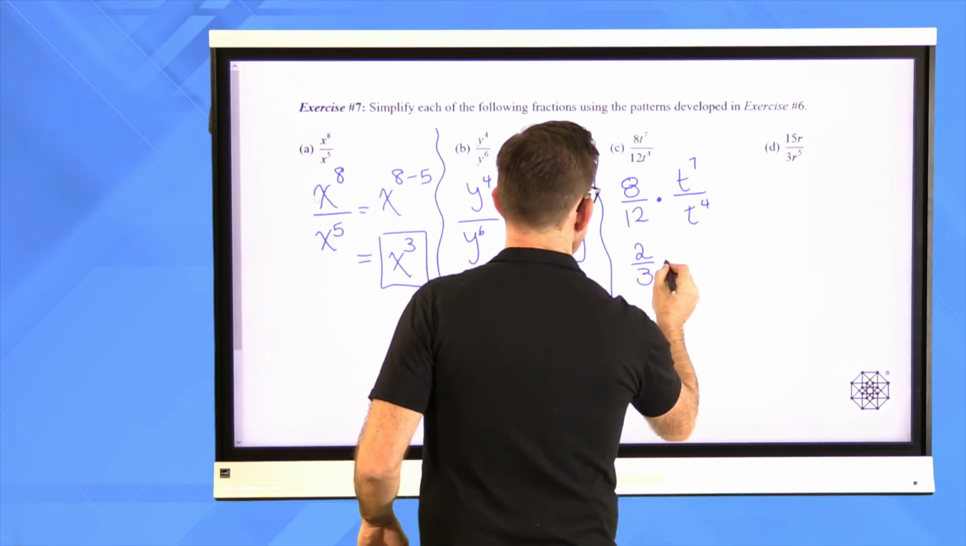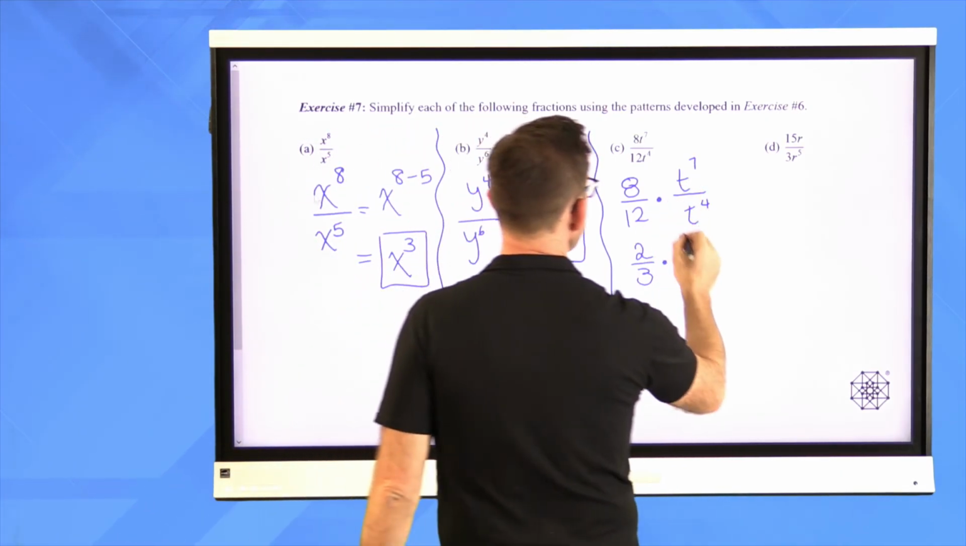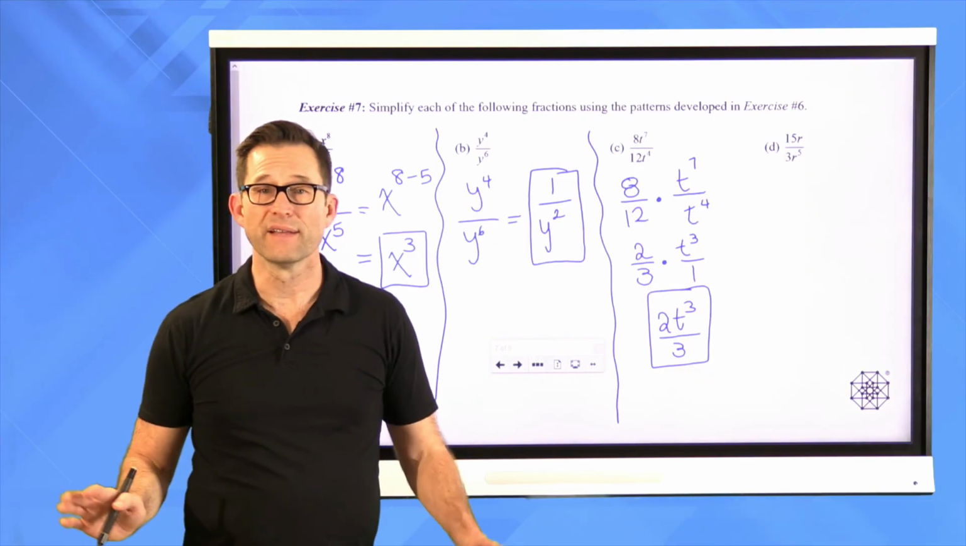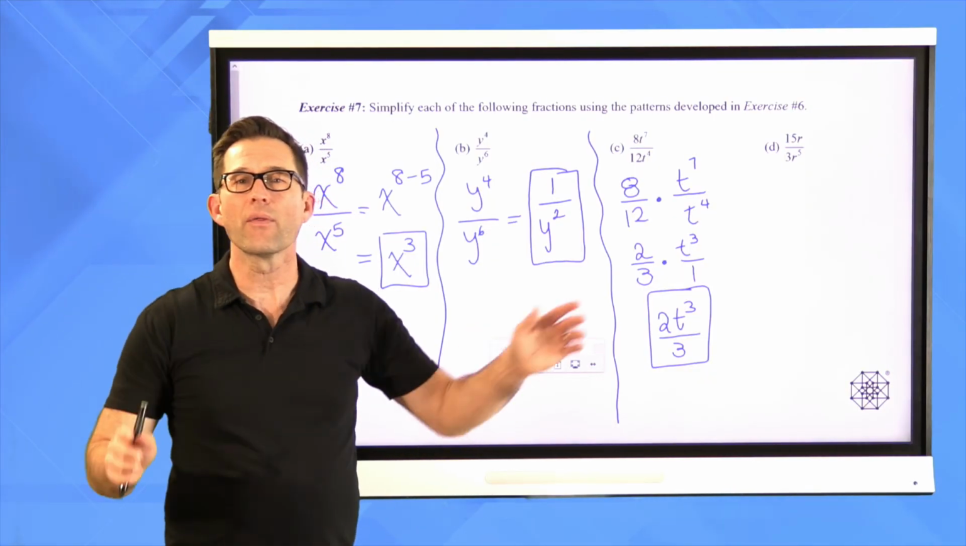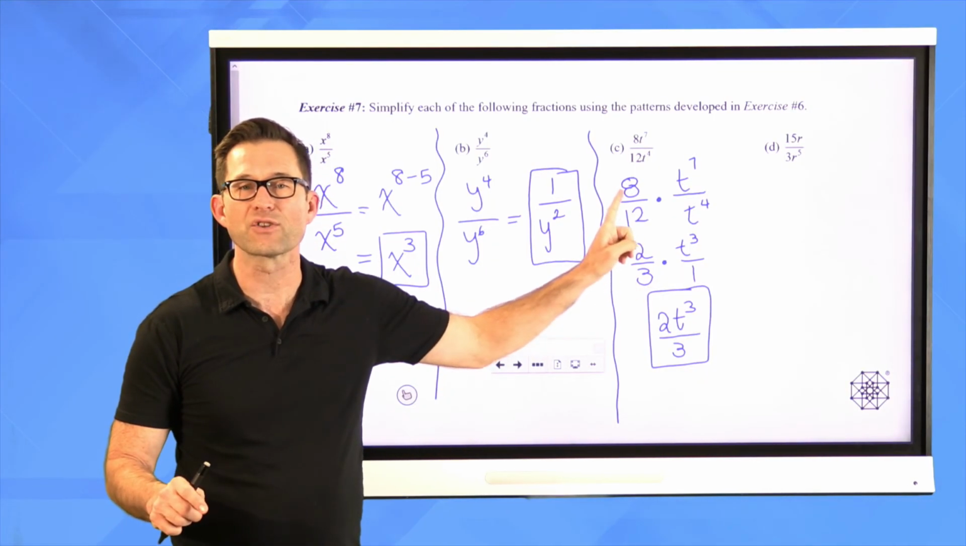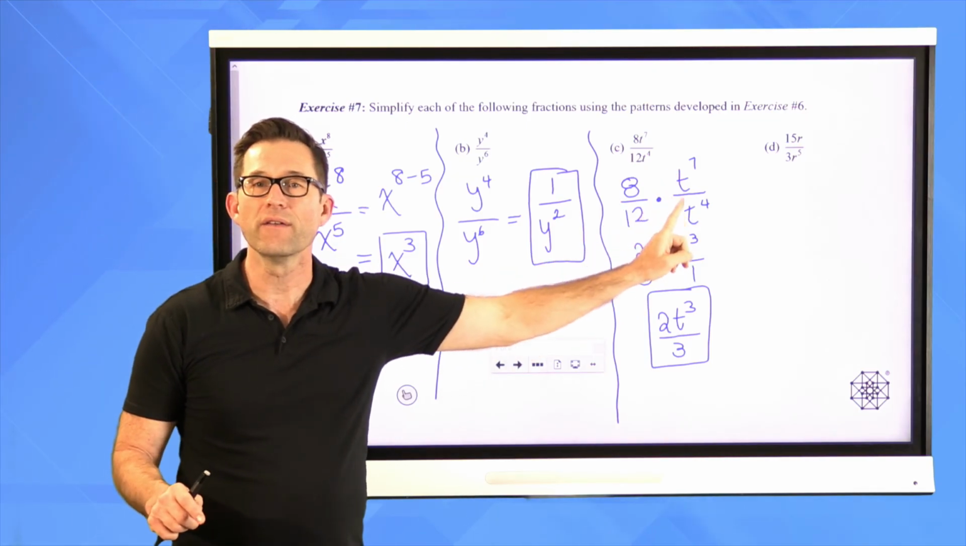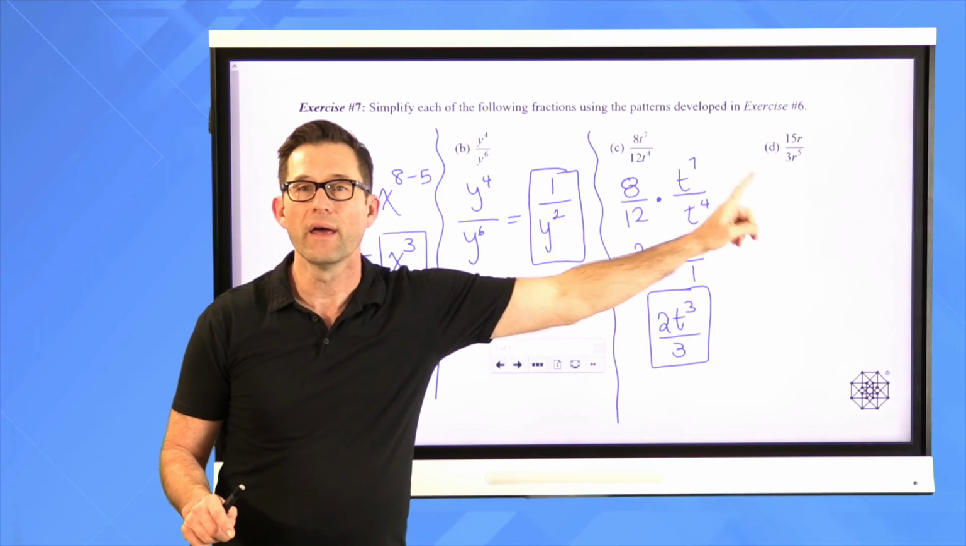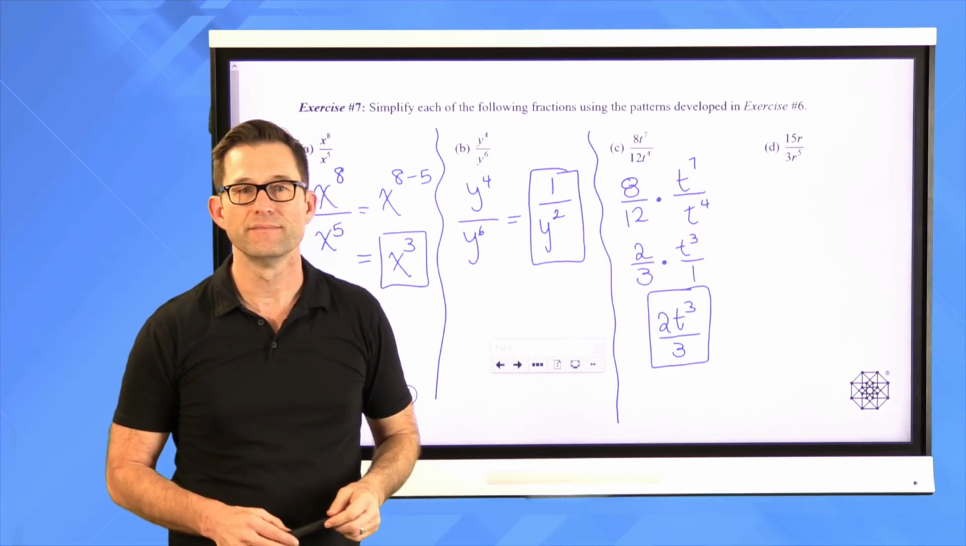so this is going to be 2/3. On the other hand, t to the 7th divided by t to the 4th is going to be t to the 3rd over 3. So that's 2t to the 3rd over 3. That's it, right? I can separate out the sort of purely numerical fraction from the fraction that involves my variables. Why don't you go ahead and play around with letter D?